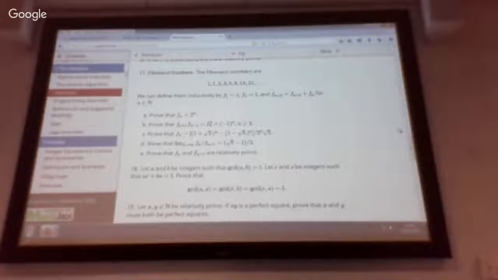Now, part A we proved last time. Yeah, so we were able to establish part A, that the nth element of the Fibonacci sequence is definitely bounded above by 2 to the n.